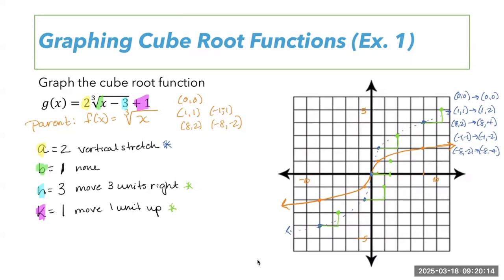Okay, and now we can sketch our graph with its vertical stretch and with its translation to get something that looks like this. This is our g of x graph.